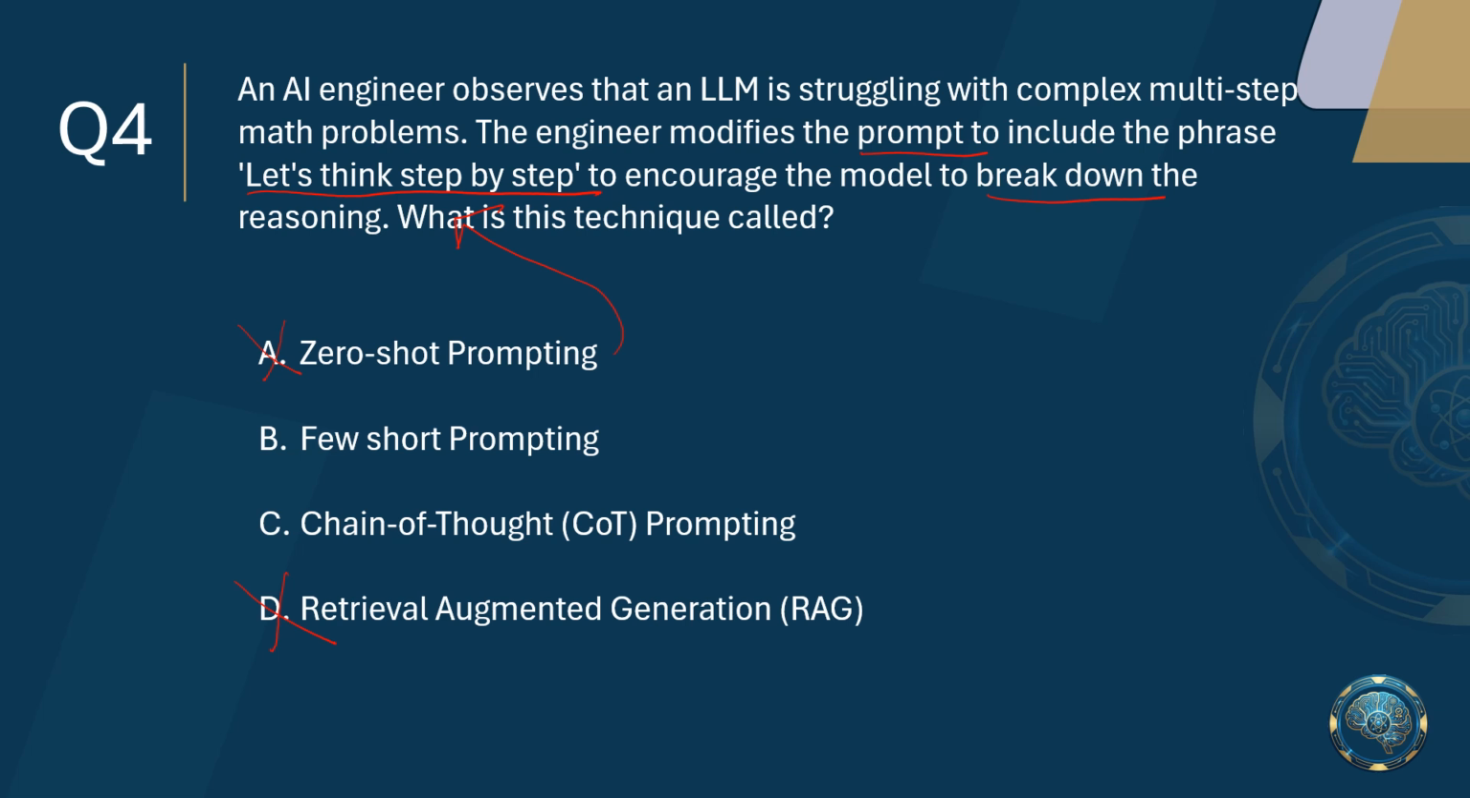Option B, few shot prompting. Few shot prompting means you will give a few examples of how you need answers. In the question, is there anything like examples or input? No, it's let's think step by step. So which means few shot prompting is not the right option. Chain of thought prompting is a direct link to step by step. Basically, it is a keyword pointing to chain of thought prompting. So C is the right answer.